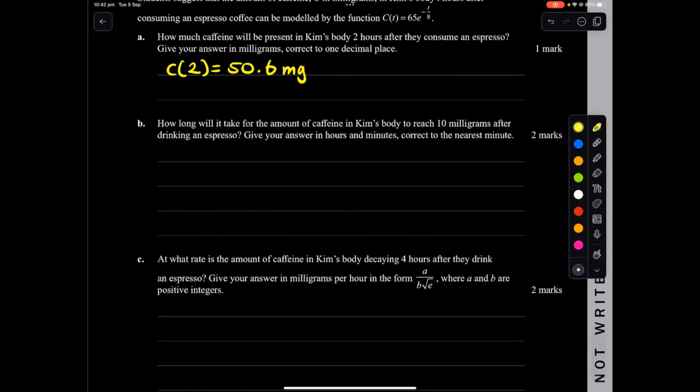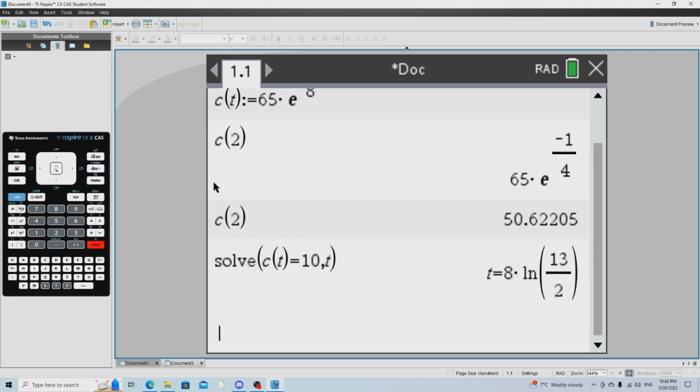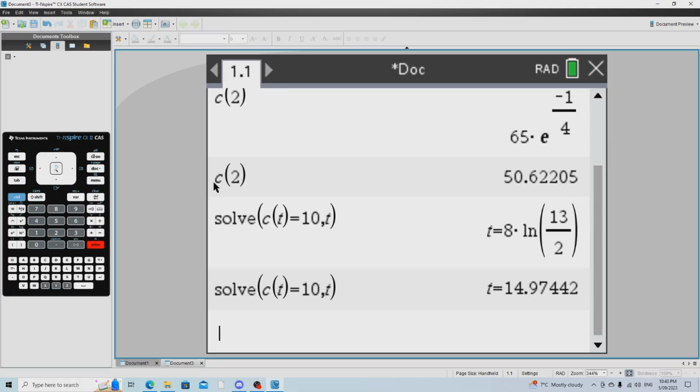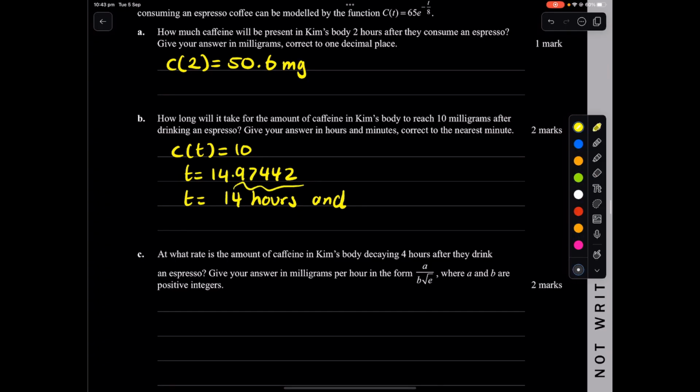How long will it take for the amount of caffeine in Kim's body to reach 10 milligrams after they drink an espresso? Okay, so nice and easy. We can just say, what's C of t when it equals 10? And we can solve that. So solve C of t equals 10, comma t. And t is 14.97442. We want to give the answer in hours and minutes. So in terms of hours, t is 14 hours. And to find the minutes, the decimal place over here, which is what?